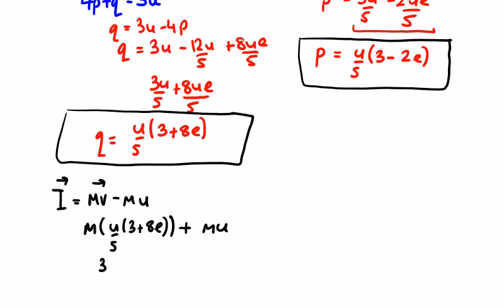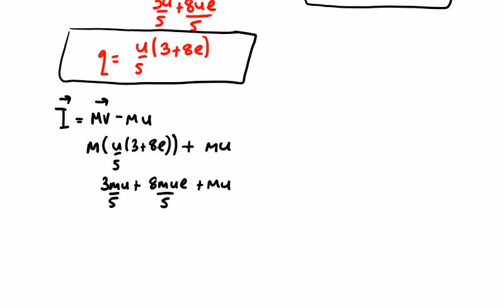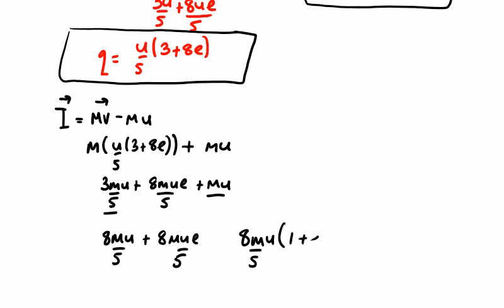So simplifying this, we're going to get 3mu over 5 plus 8mue over 5 plus mu. So that's going to give me the mu's. We've 3/5 and we've a full mu, so that's 8mu over 5 plus 8mue over 5. So if we factor out 8mu over 5, we'll be left with 1 plus e.